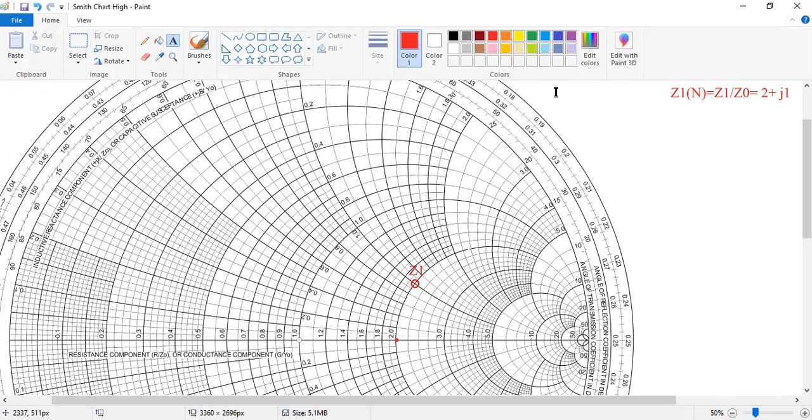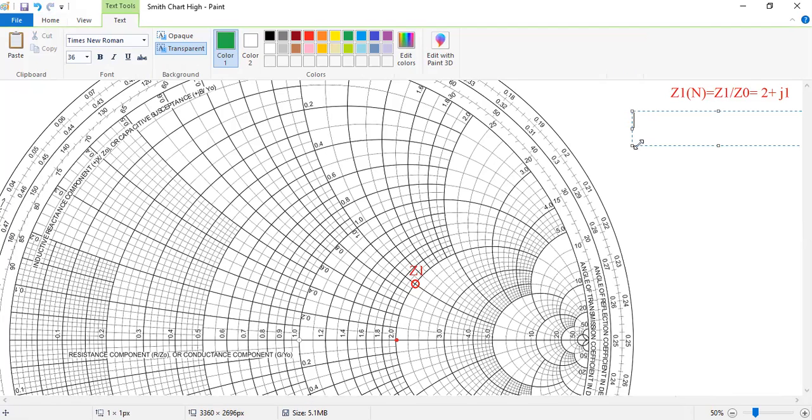Now I'll take another example. Suppose I take an impedance. Now I'm not going to divide by Z0, I'll take the normalized value directly. So this is Z2, and the normalized value I am taking is Z2 normalized. Can you suggest any value which we will plot?